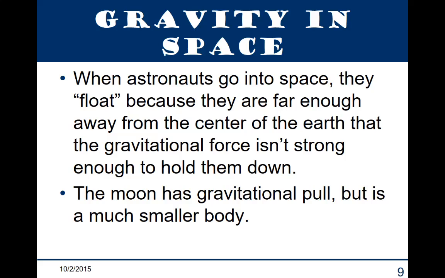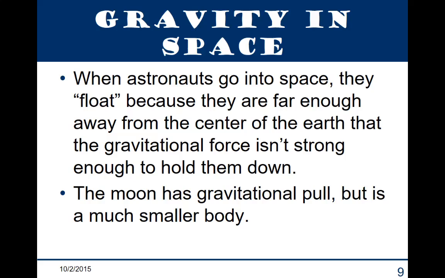They are not close enough to the gravitational force to have it be strong enough to pull them down, whereas if they got closer to the Earth, they might be. The moon has gravitational pull, but because it's so small, it's not really doing as much pulling in the sense that we're thinking. Now, this is what we call an inverse square law.